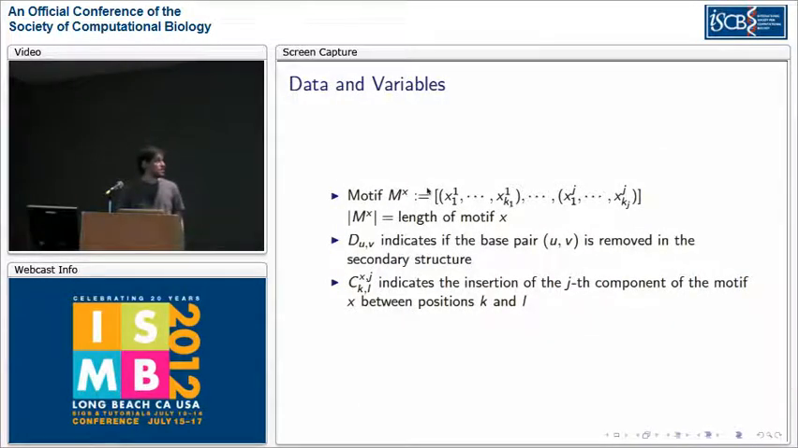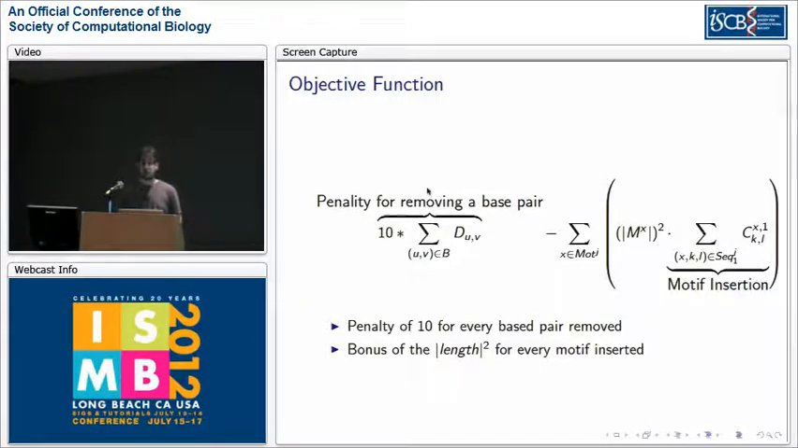I have basically data and two types of variables in my framework. First, we have motifs, which are strands, where x11, x_k11 is the first strand, which every one is a nucleotide. And what's most interesting, of course, the length of this motif. We have a special variable for every predicted base pair that allows us to remove the base pair from the final secondary structure. And finally, we have a variable that indicates whether each component of every motif is inserted or not in specific positions.